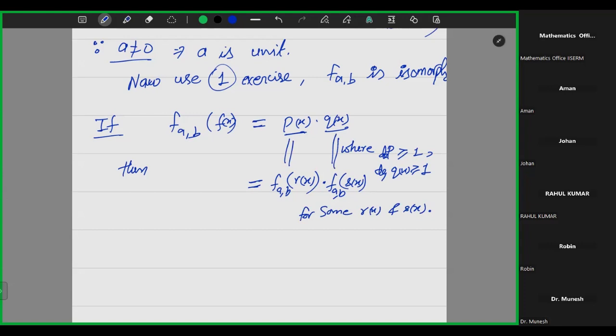Are you able to speak? You can unmute yourself. If permission is not given to you, I can allow you to unmute. Yeah, you can unmute now.